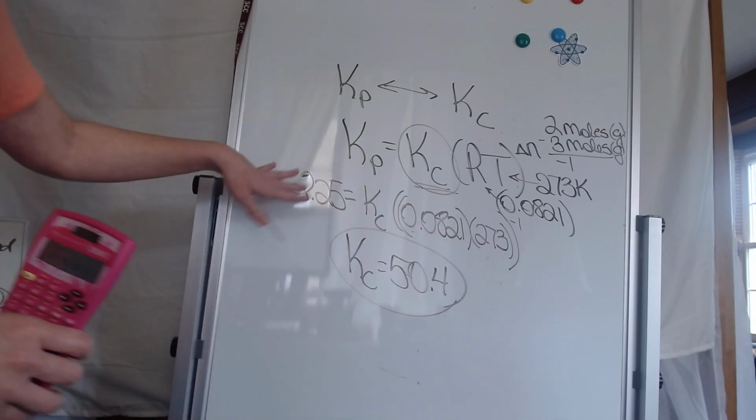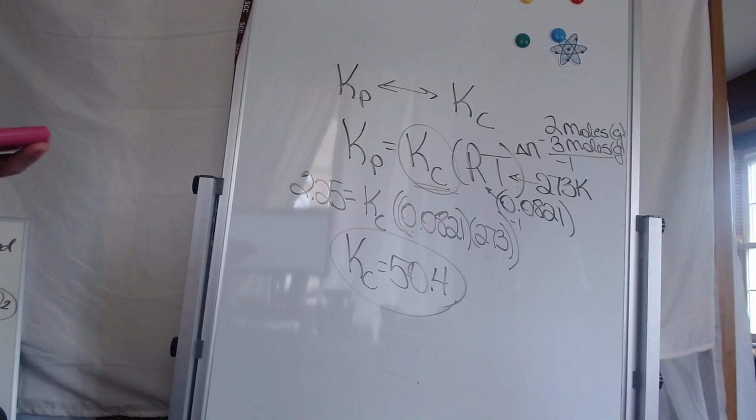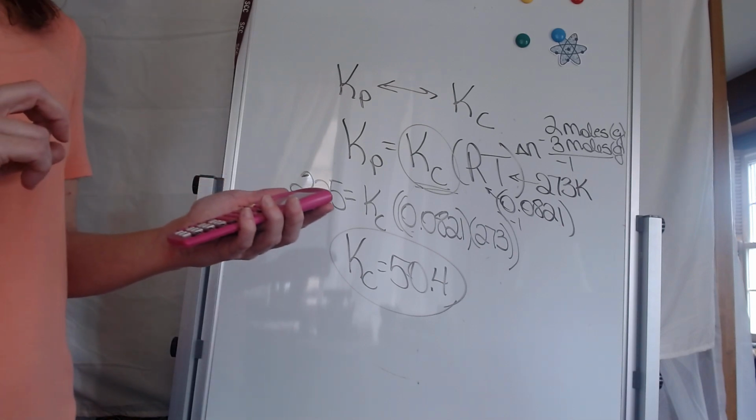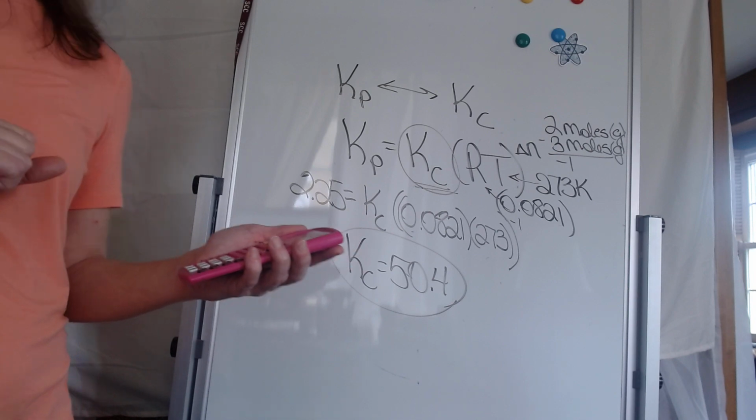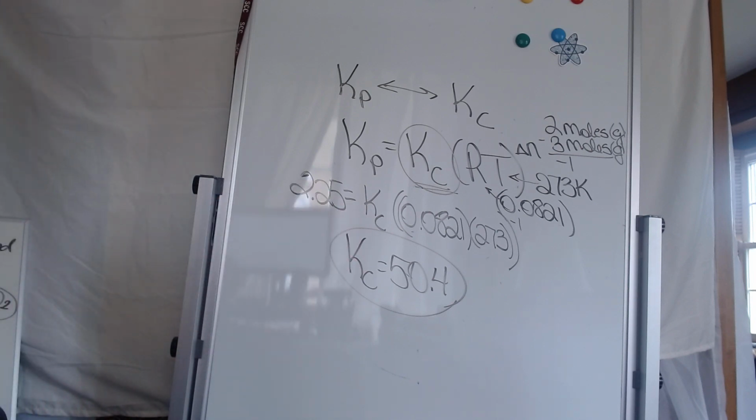I'm going to divide that number into 2.25. So 2.25 divided by the answer. And I got 50.429925. So 50.4, that's what I got for my K sub C.